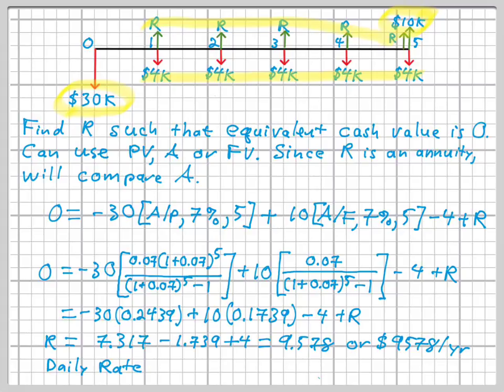So here's where we need to do a little unit analysis to make sure we get the right number. What we need to do is take that $9,578 per year, and we're going to divide it by the 250 days per year that we have rental. The years will cancel out, and that'll give us $38.30 per day that we need to charge in order for us to make a return on our investment here of 7%. So that's the right answer, $38.30 per day.